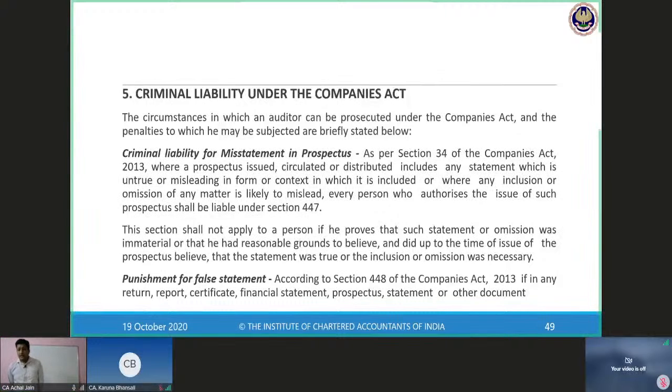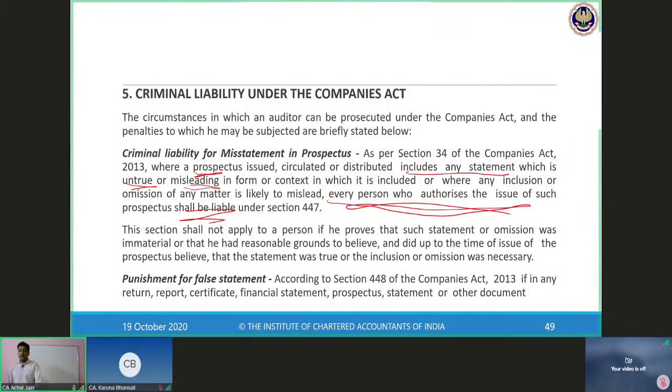As per the Companies Act, where a prospectus issued, circulated or distributed includes any statement which is untrue, misleading in the form or context in which it is included, or where any inclusion or omission of any matter is likely to mislead, every person who authorizes the issue shall be liable.